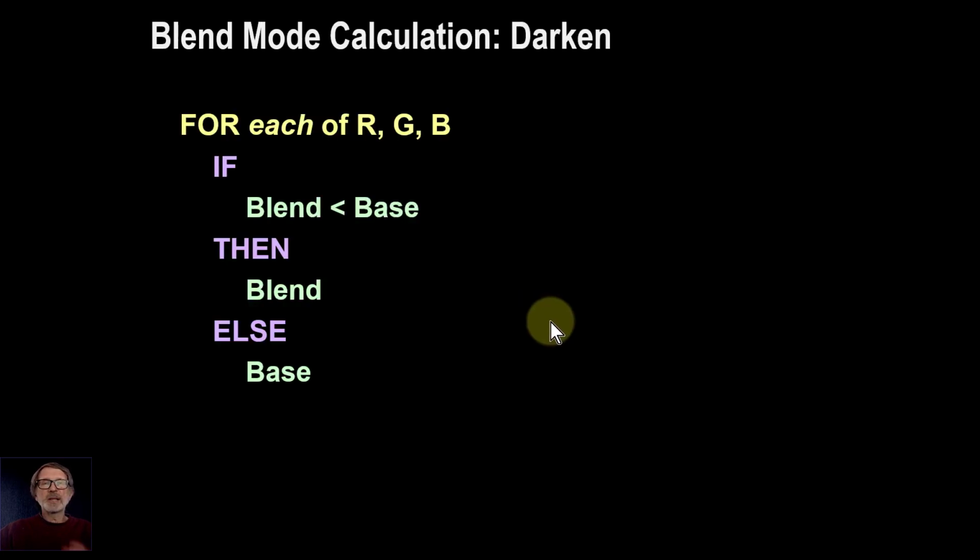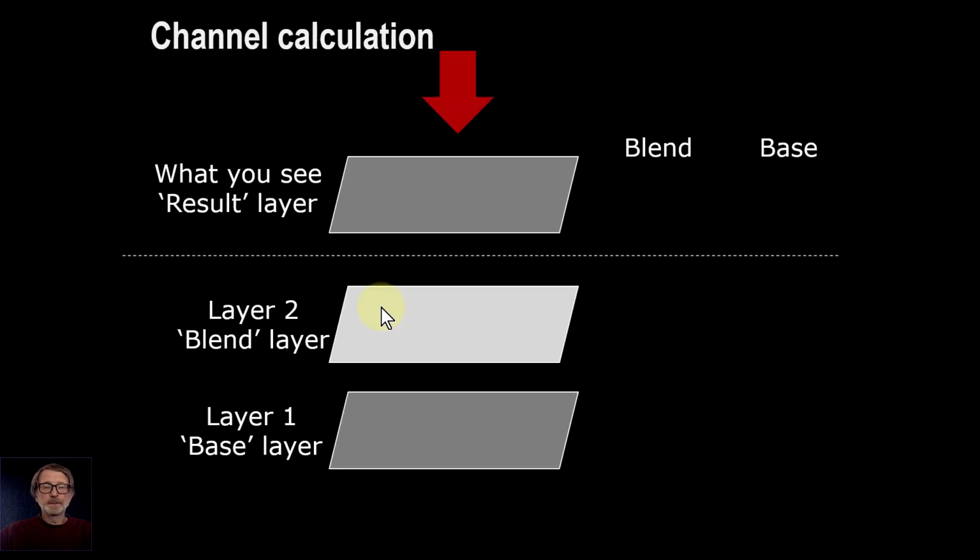If you're going to write it down as a calculation or in code, this is what you'd see. You'd say if the blend layer is less than the base layer, this is for each of red, green, and blue, it's done at the channel level, then you're going to get the blend. So if the blend is less than base, get blend, otherwise you get the base, which is what we saw just now.